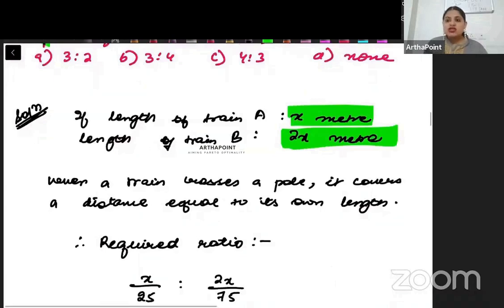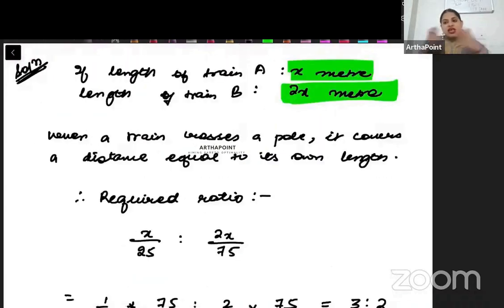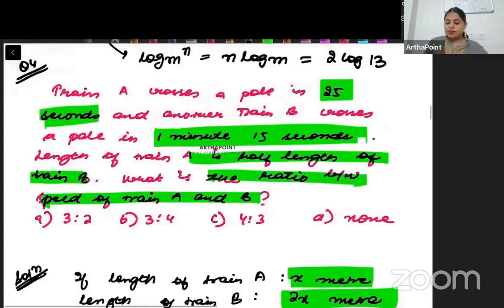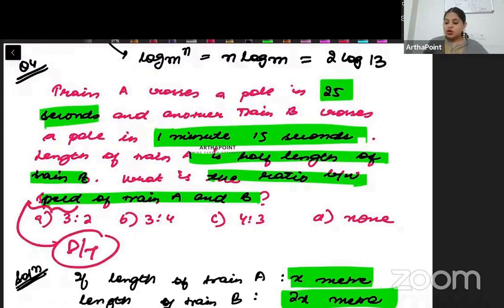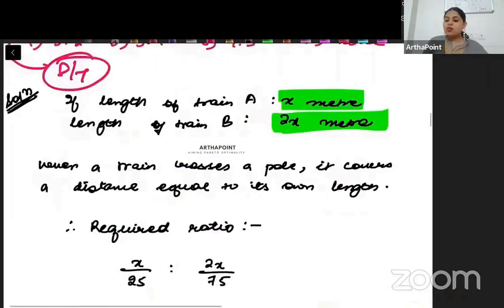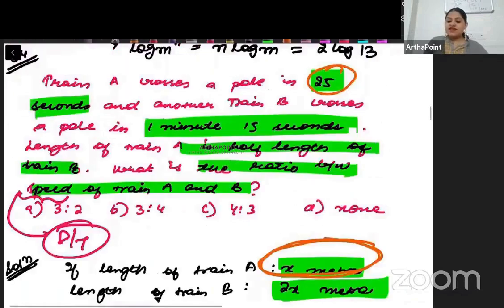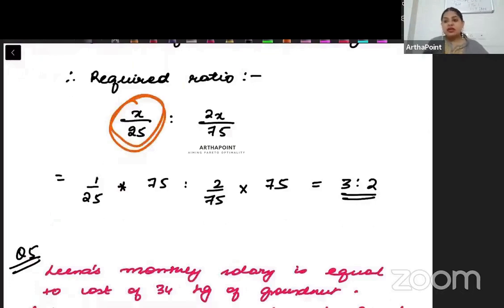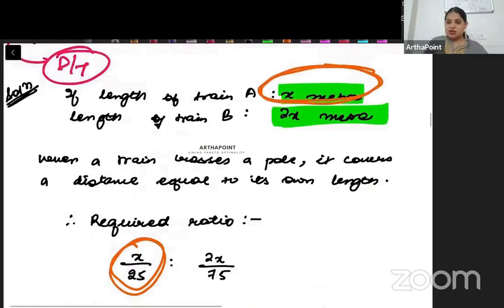Now, when a train crosses a pole, it covers a distance equal to its length. If my length is x meter, I will cover a distance equal to x meter, right? So beta, the required ratio will be what? Ratio means you have to find the speed ratio. And we know speed is equal to distance by time, right? So I am covering a distance equal to my length, and the time I am taking is 25 seconds. So it is going to be x by 25. Train B is covering a distance equal to its length, 2x.